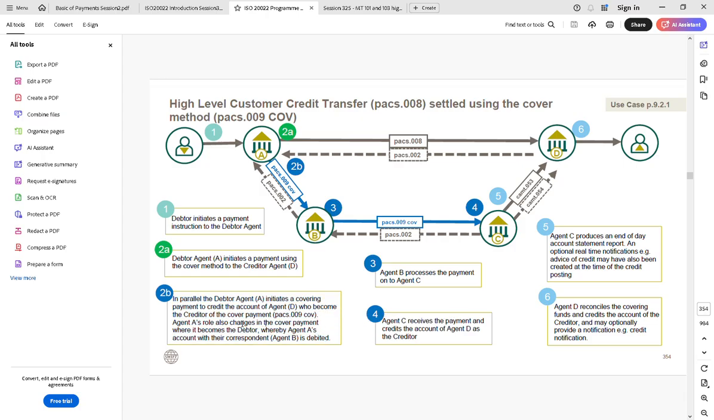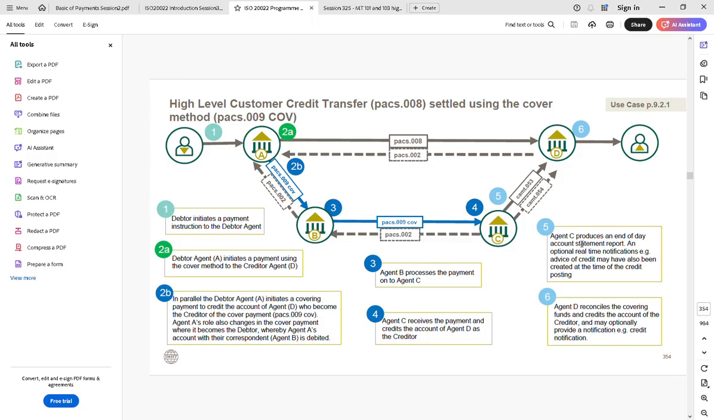In parallel, the debtor agent becomes the creditor agent in the cover payment, PACS 009. Roles change. Agent A's role also changes in the cover payment, where it becomes the debtor, and B becomes the creditor. Agent A's account with the corresponding bank B becomes debited. Okay, so this is debited, and from B it is credited to C. Agent B processes the payment to agent C. Agent C receives the payment and credits the account of agent D as a creditor. Okay, same flow we have explained sometime before. So nothing has been changed.